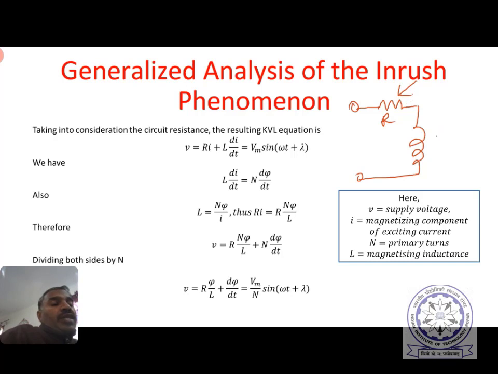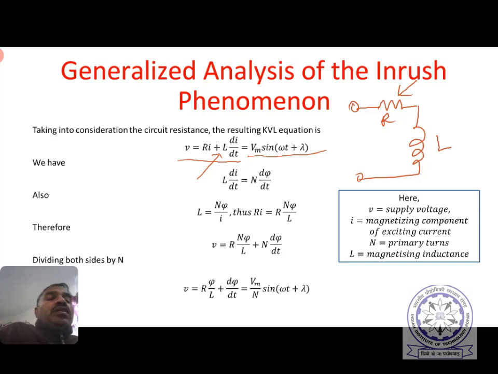Then some inductance L associated with the magnetizing circuit will be there. So V is equal to Ri plus L di by dt, which is the circuit characteristic, right? Now this is equal to Vm sin omega t. Here I can solve this for i and come up with a solution. But the problem is that L here is non-linear. It doesn't follow the same relationship with i. So L changes with i.